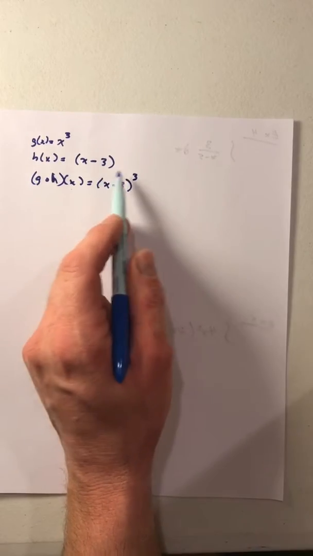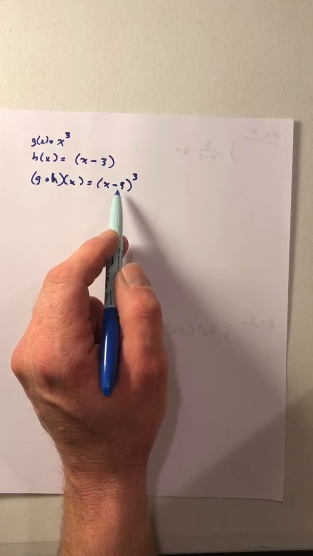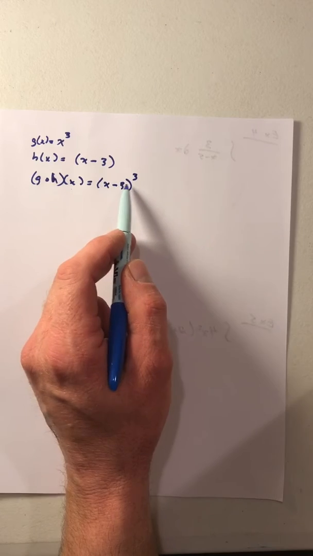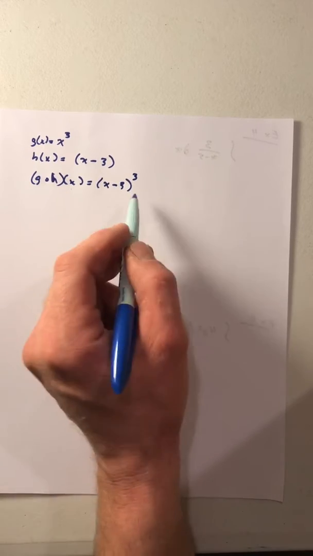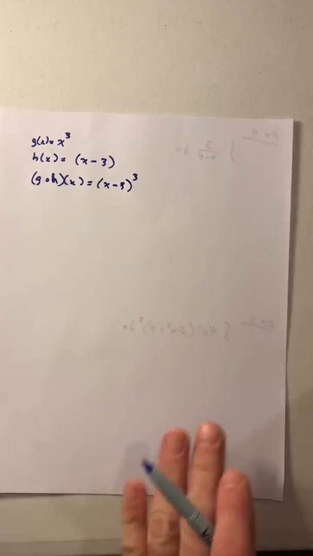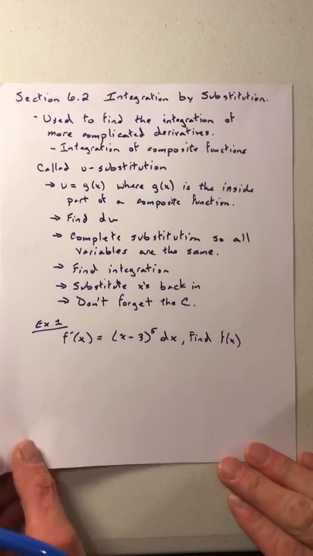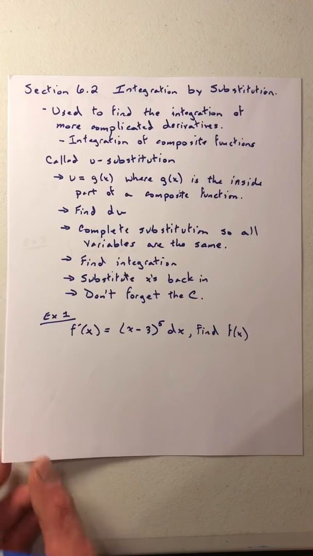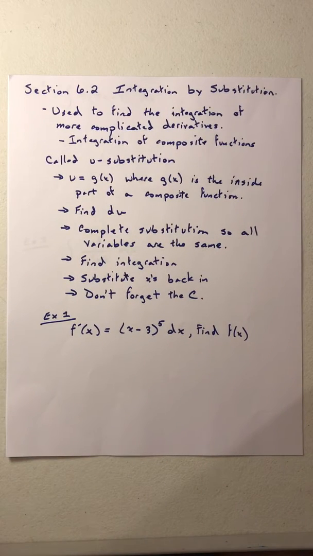Well, in order to be able to integrate this at this point in time, we'd have to multiply x minus 3 out 3 times, or use Pascal's triangle. What integration by substitution is going to allow us to do is integrate it without having to multiply that out, which nobody is going to want to do.